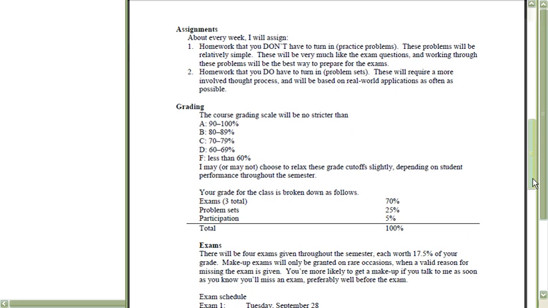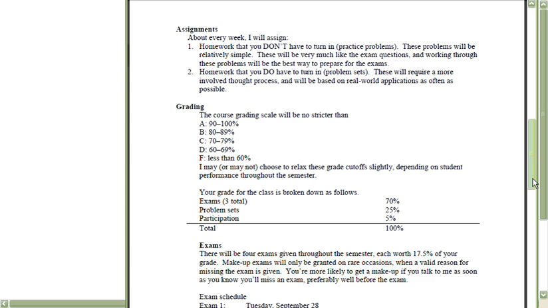Okay. So here is how assignments and problems are going to work. About once a week, I'll assign practice problems and problem sets. The problem sets you have to turn in. The practice problems you don't have to turn in.